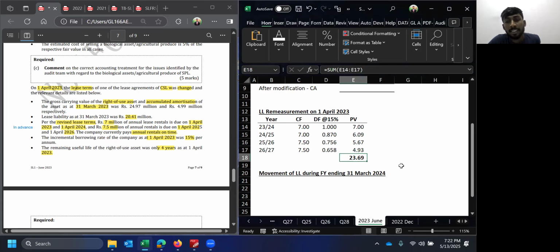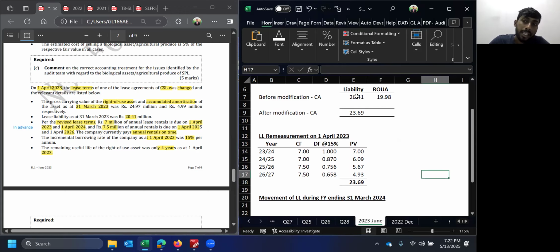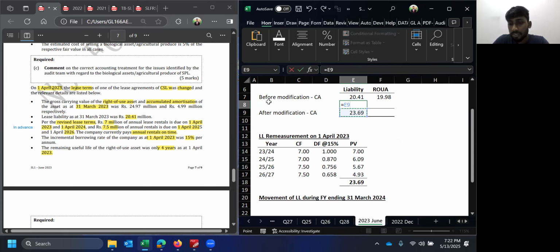Fine. Now we have the remeasured lease liability. Before the modification we had a liability worth 20.41 million, which represents the present value of future lease payments. Now after the modification, it has increased to 23.69. So what we can assume here is the lease payments have been increased. Now you can take the difference. We have to increase the lease liability by 3.28.